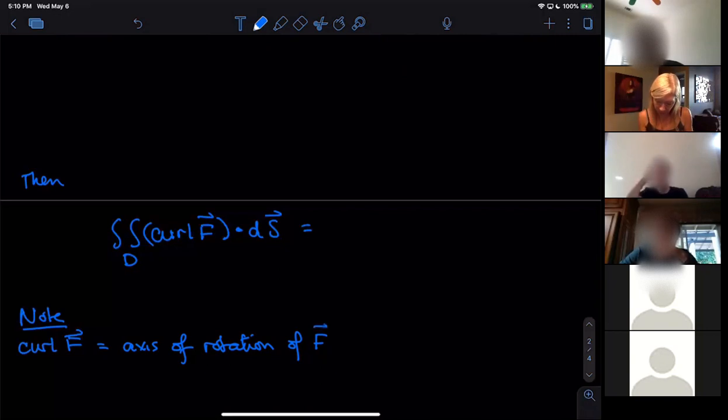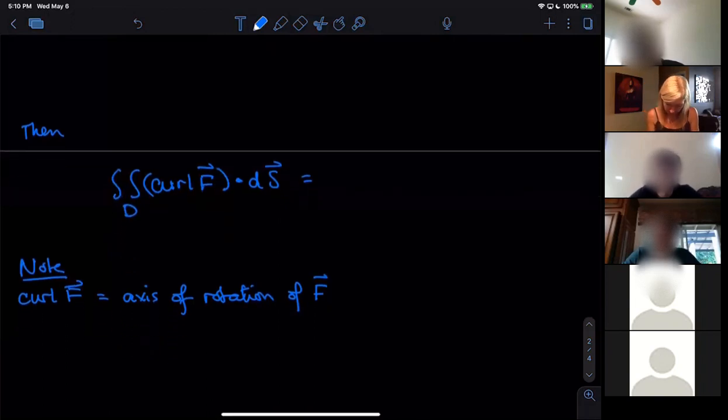But in any case, at any given point, the curl is the axis of rotation of the vector field. The direction of the curl vector determines whether the rotation goes this way or this way by the right-hand rule. The magnitude of the curl vector tells you some stuff about the size of the patch of the surface it represents. That's fine. The thing I care about is that it's giving us the axis of rotation. And then what about dS? What does that give us?